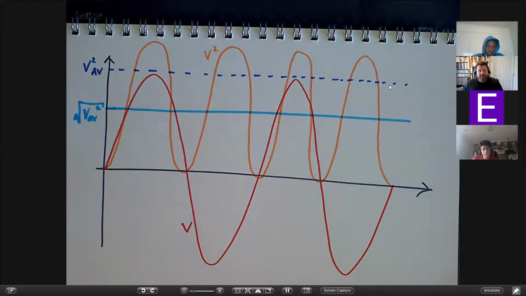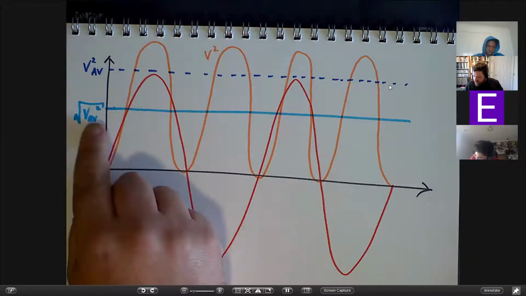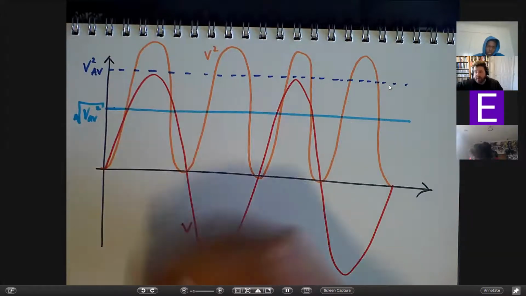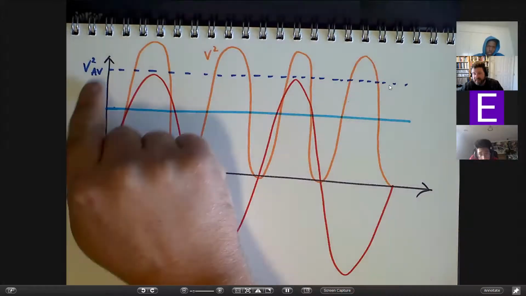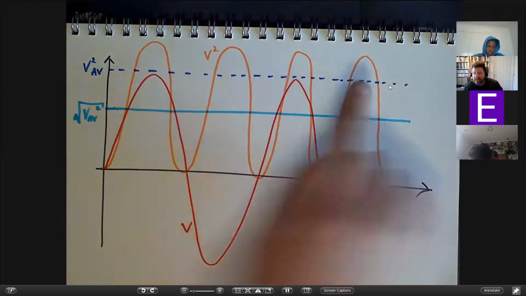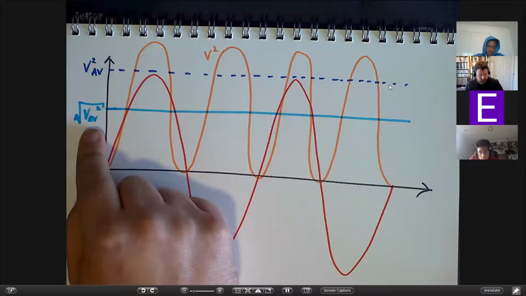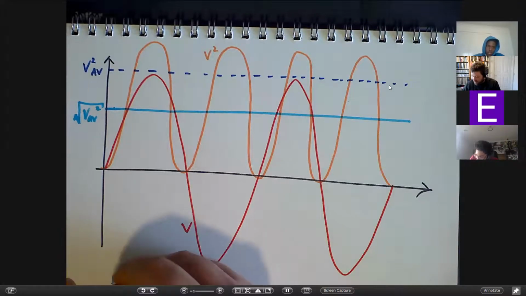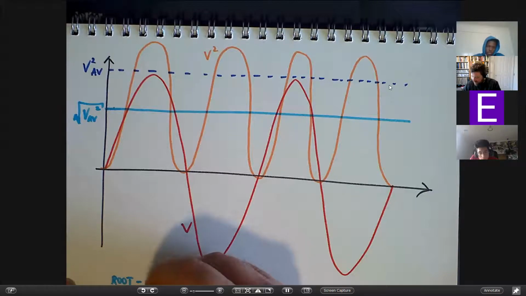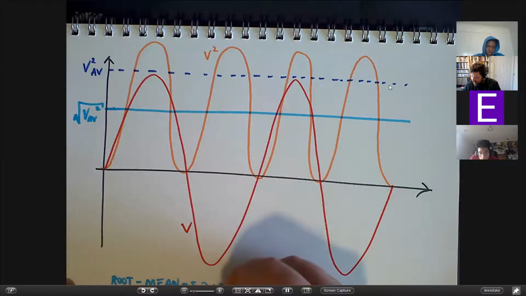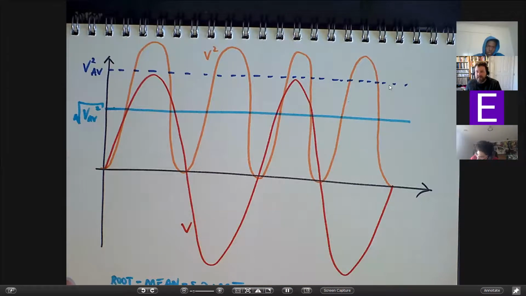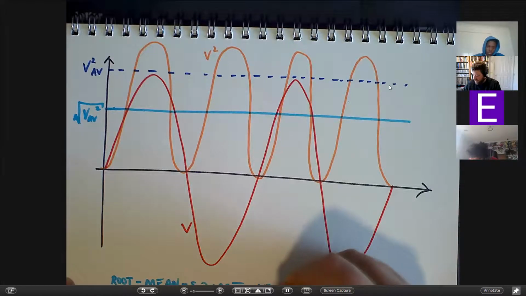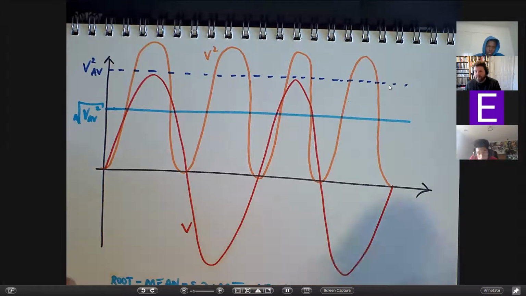Okay, so that's sort of conceptually what's going on here. We take our graph, we square it, we take the average of what we get when we square it, and then we take the square root of that. Well, so what have we done? We've taken the square root of the average of the square. We've taken the root of the mean of the square of the voltage. Okay. So why is that useful?